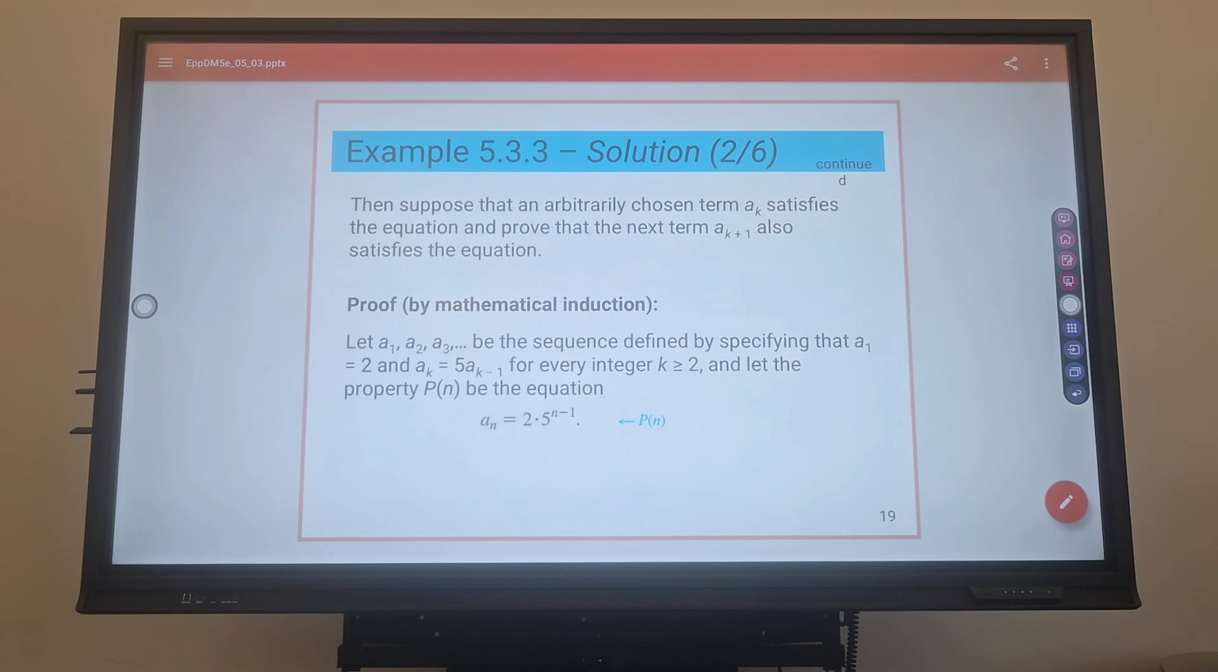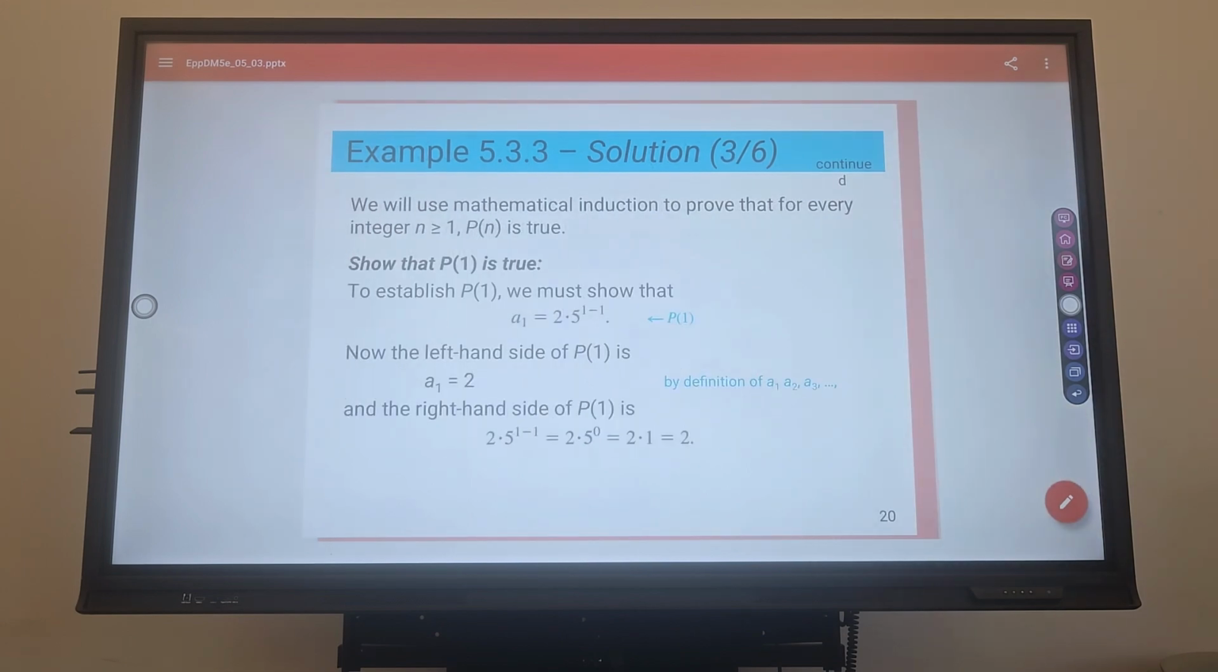Let the sequence be defined by specifying a sub 1 is 2, and a sub k is 5 times a sub k minus 1 for every integer k greater than or equal to 2. And let the property P of n be the equation a sub n equals 2 times 5 to the n minus 1. We will use mathematical induction to prove that for every integer n greater than or equal to 1, P of n is true.